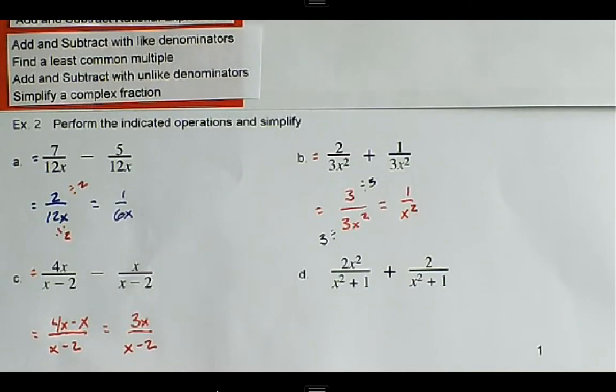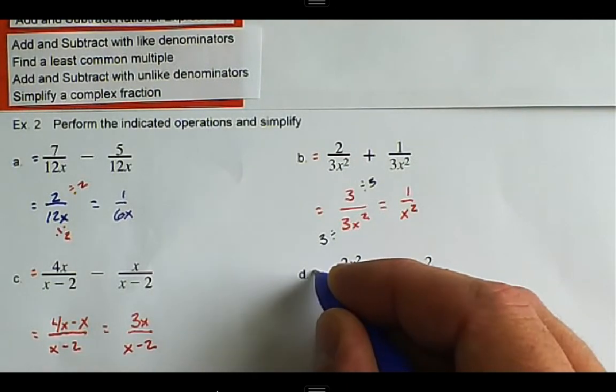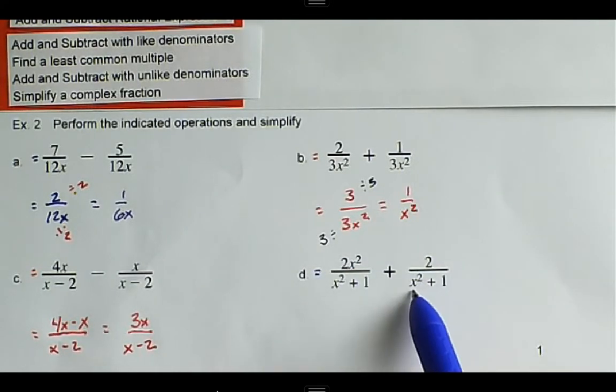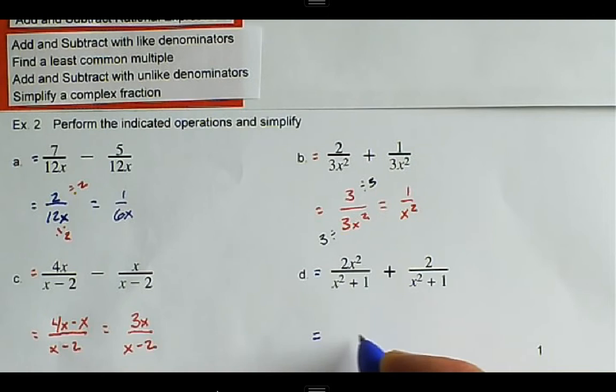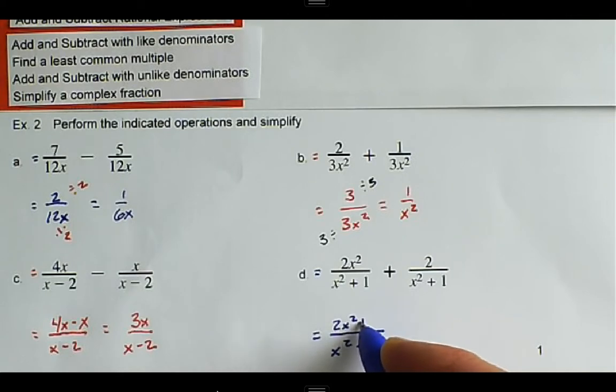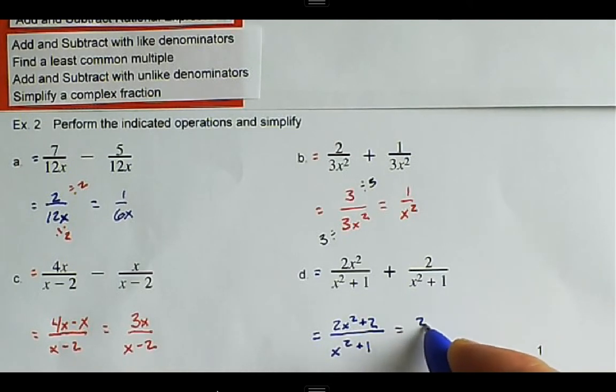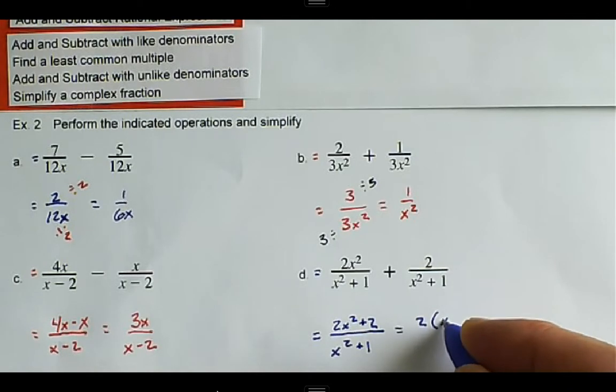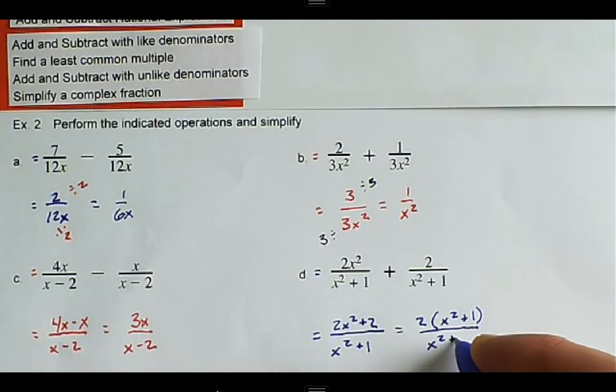The next example we have is we have, in the denominator, x squared plus 1 and x squared plus 1. So we can just leave that as x squared plus 1. And in the numerator, we have 2x squared plus 2. But we notice that we have a 2 in each one of those terms, so we can factor 2 out. So then we get 2 times x squared plus 1 divided by x squared plus 1.